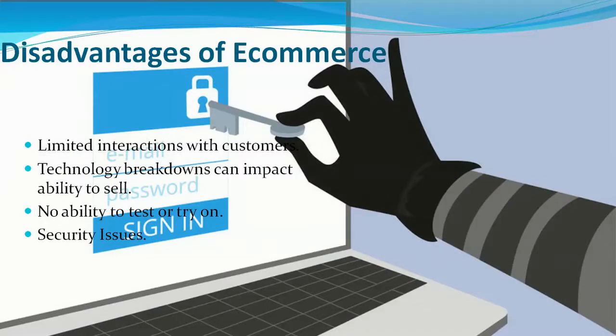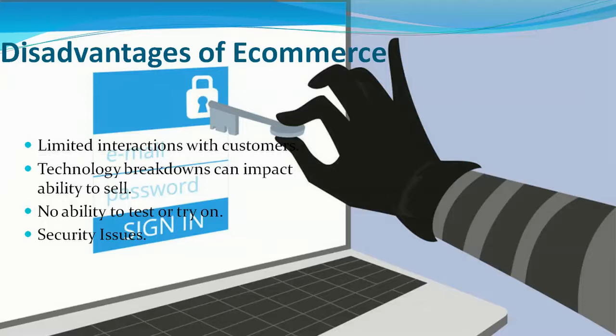So now, limited interaction with the customers. Yes, of course, online, the business and the customers do not get to interact with each other regularly and they do not see each other. So that is another limitation in e-commerce. Technology breakdown can impact the ability to sell. So loss of internet or electricity might also hamper it.